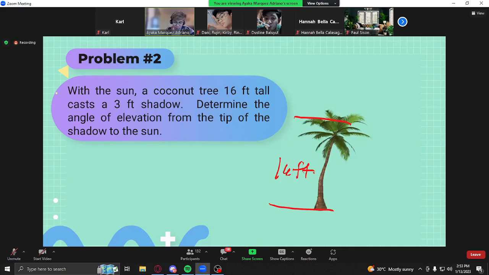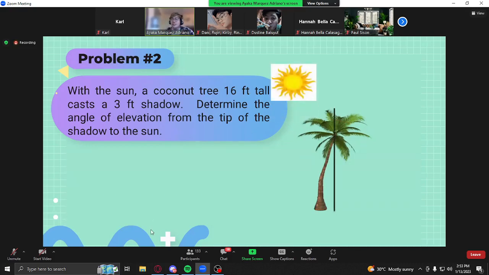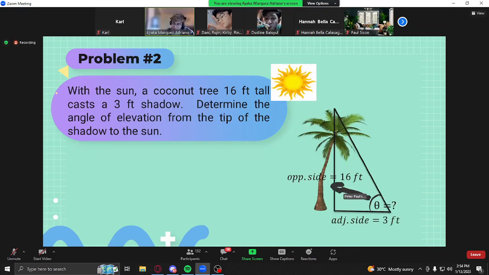Paano ba yung itsura ng shadow? Yan yung shadow niya. Tama? So meron siyang makakast na shadow from the sun. Ganun yun. So, have you imagined, no? Ayun yung sun, ayun yung height ng ating coconut tree, ito yung shadow niya. Yan. So, the opposite side is 16 feet, the adjacent side is 3 feet. This is from our given data. Di ba? Ayun yung opposite, ito yung adjacent niya.